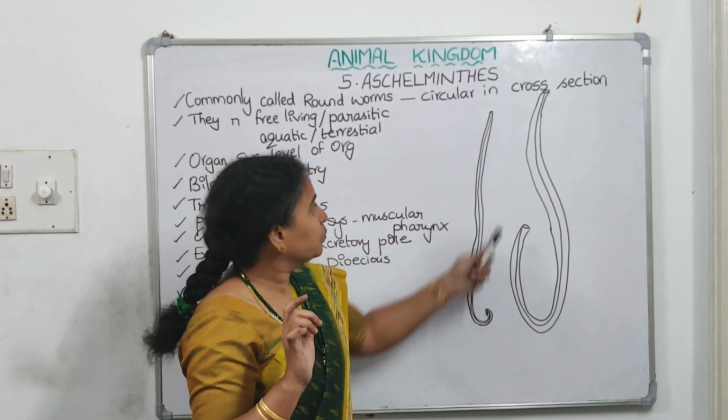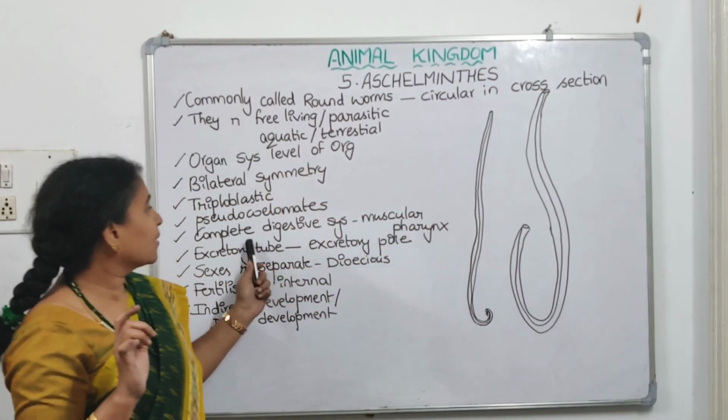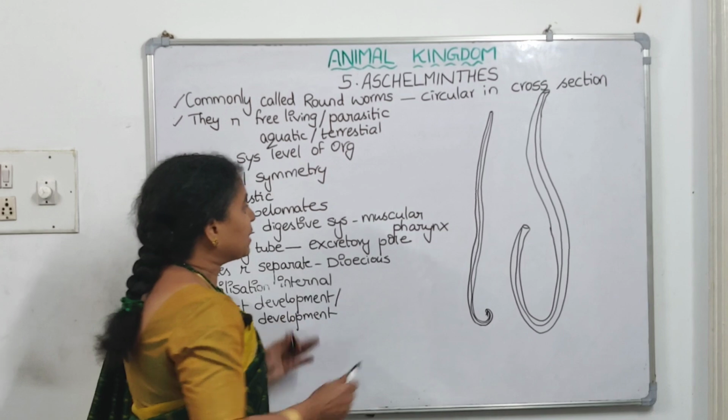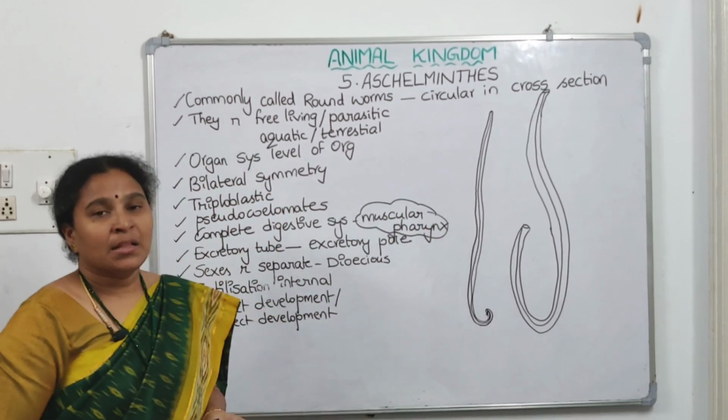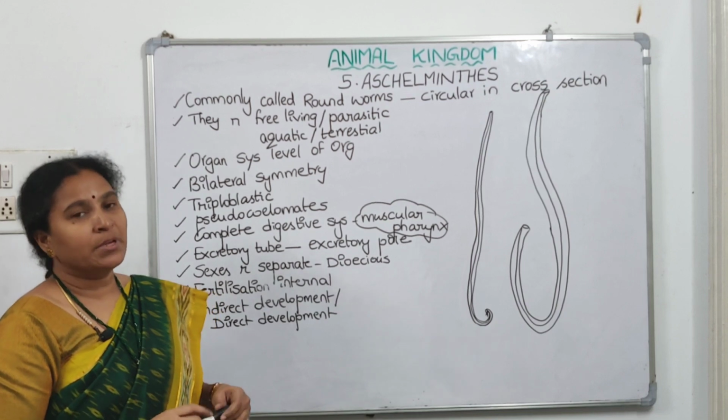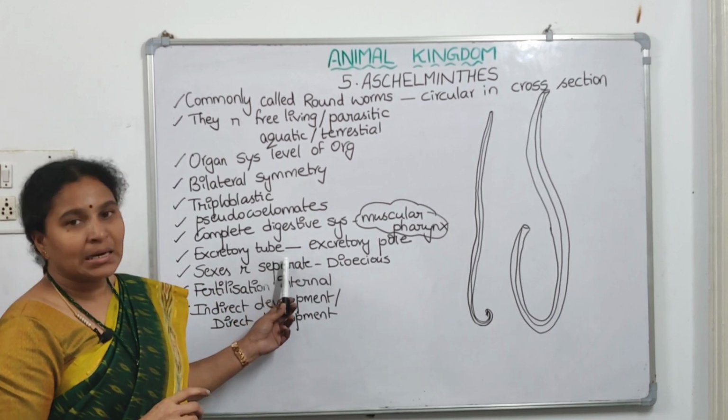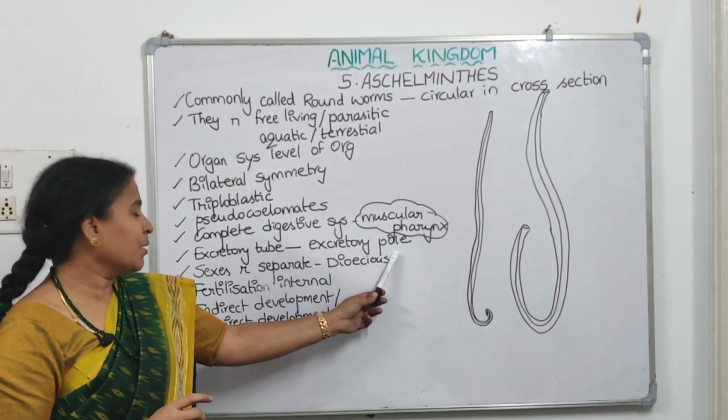Mouth and anus both are there. Complete digestive system with muscular pharynx. Important. Muscular pharynx is important. They have an excretory tube through which the excretory materials are collected and it comes out through the excretory pore.